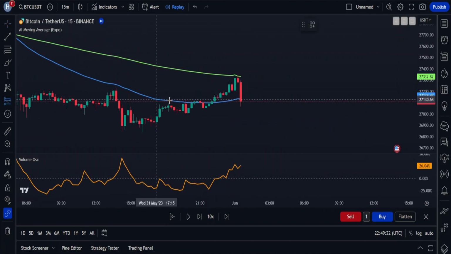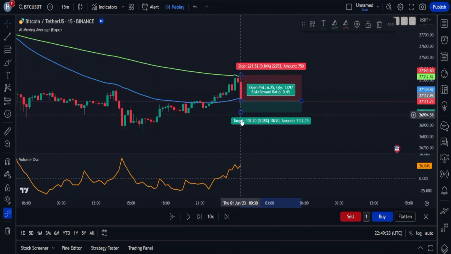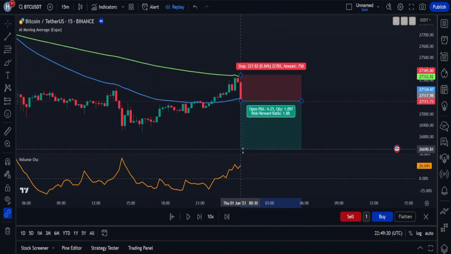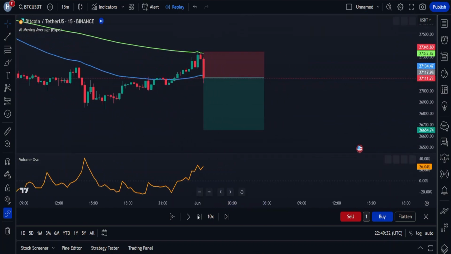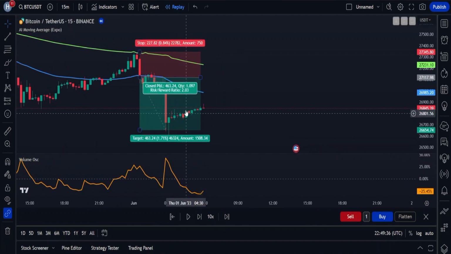So we will enter into the position once the price closes below the fast EMA. We will be placing the stop loss at the recent swing high. For the take profit, we will be targeting a 2x risk to reward ratio. So this is basically the gist of the strategy. I hope you guys have understood this strategy properly.